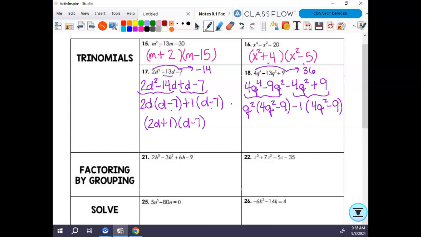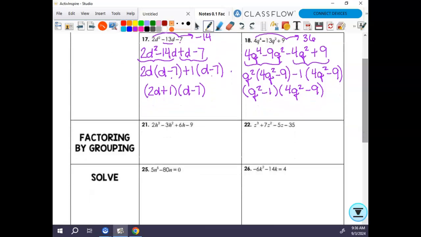Okay. Now, I'm not finished, so I need to do q squared minus 1 times 4q squared minus 9. Can I factor this more? Yes. Is this a difference of squares? It is, right? So this can be q plus 1 times q minus 1. Is this a difference of squares? Yes, it is. So this can be 2q plus 3 times 2q minus 3. Now it is completely factored. Okay. What questions you got?